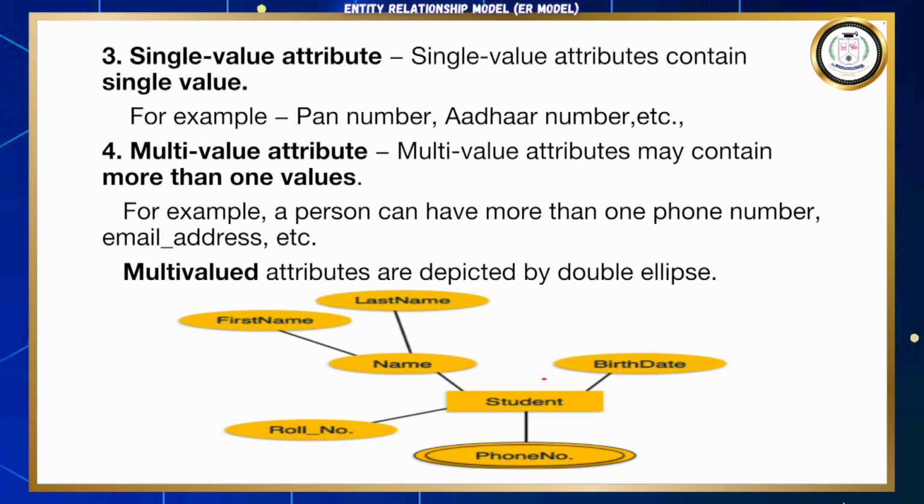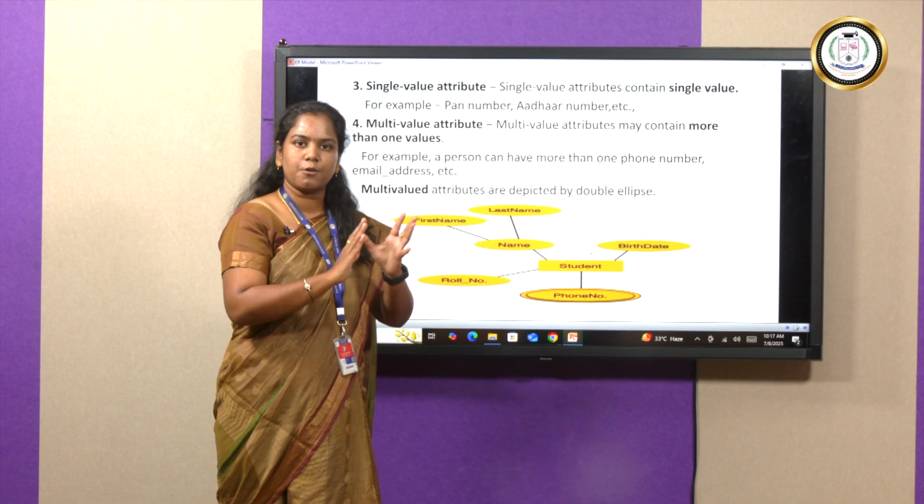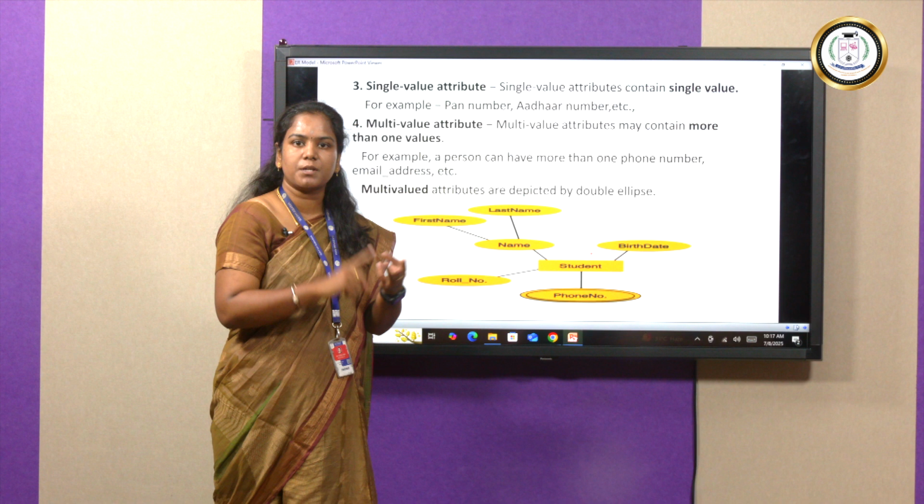Next one is single value attribute. A single value attribute contains only a single value. For example, if we consider a person, they can hold only one PAN number, one Aadhaar number, one voter ID.